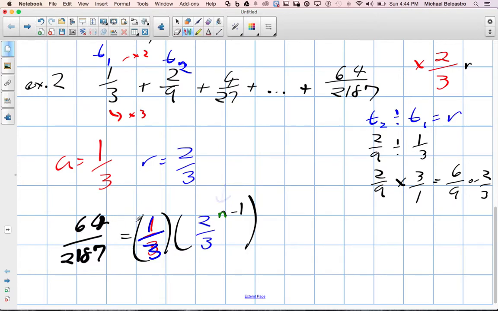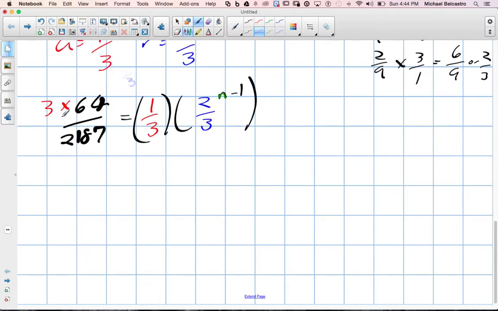I want to move this 1/3 over to the other side. So I take this, and when it comes over, we divide by 1/3. That's actually the exact same thing as multiplying by 3. If you took your calculator, you could do it, but I'm just giving you a little shortcut. So we're just going to multiply by 3, and that is going to be 192 over 2187. It still is a fraction. We could technically convert to decimals. So now we have 2 over 3 to the power of n minus 1.